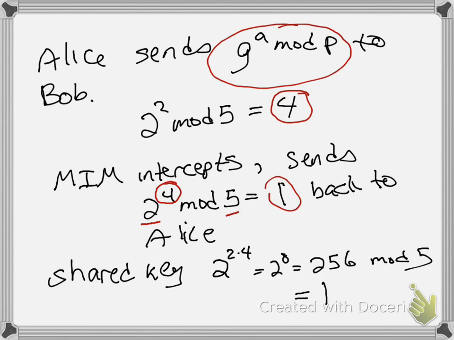Alice now performs the calculation and thinks that the shared key is the generator 2 and the exponent will be the product of Alice's private key and the intruder's private key. So that's 2 to the 8th, which is 256, mod 5 is 1. So now Alice thinks that the shared symmetric key is going to be 1.